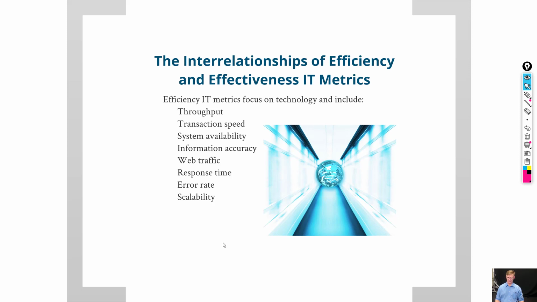The accuracy of information, how much web traffic is there, and you can, as you'll see in just a moment, you can really dig down into web traffic and define what that is. You have response times. You have error rates. We want to diminish those. You're more efficient if you have to correct for fewer errors. And then scalability. Scalability relates to the ability of a system to scale up as demand is imposed on it. And being able to scale to meet that demand is a critical factor.